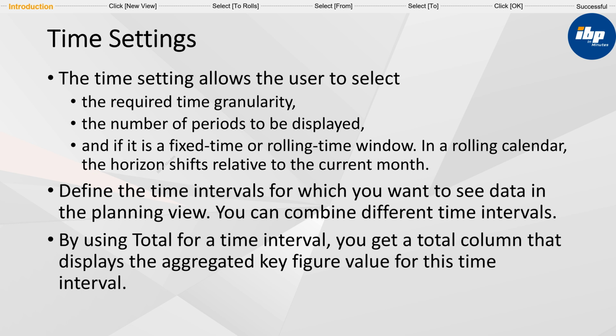First, review what time settings control. They let you choose the required time granularity, define the number of periods to display, and decide whether the planning horizon uses a fixed time or rolling time window. You can also combine different time intervals or use total to display aggregated key figure values.